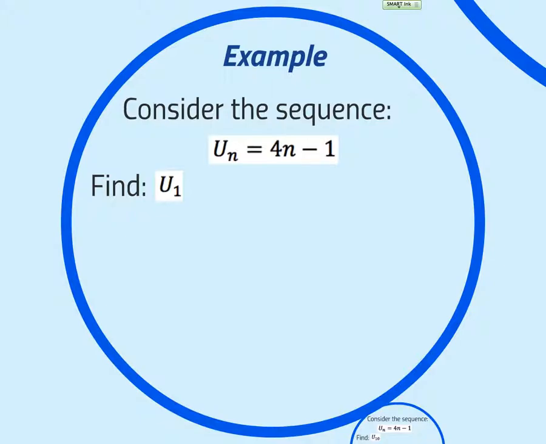So for the first example, we're going to consider this sequence. We're actually going to do two problems with this same sequence. So it's U sub n equals 4n minus 1.